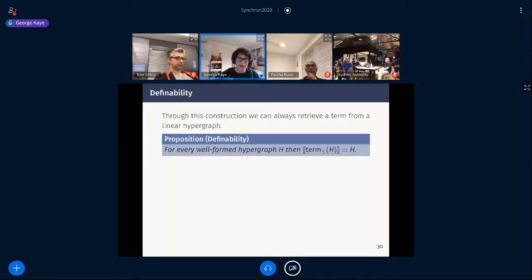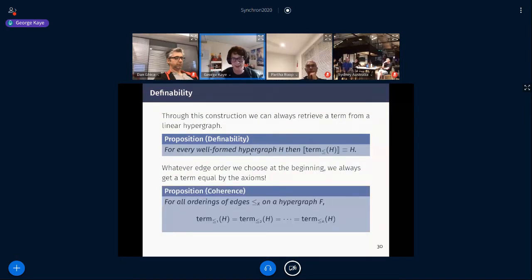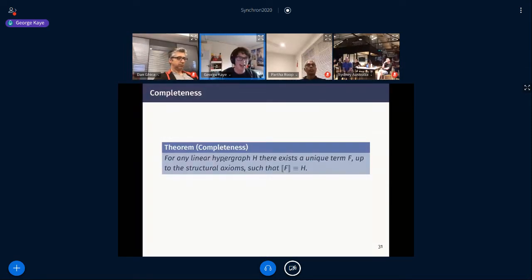You might be thinking, but hang on a second, you just selected this order on the edges, surely you're going to get lots of different terms out of it. But fortunately, whichever edge order we choose, we're always going to get the same term out of it. That means we also have coherence. And then we can conclude from that that any hypergraph has a unique term.